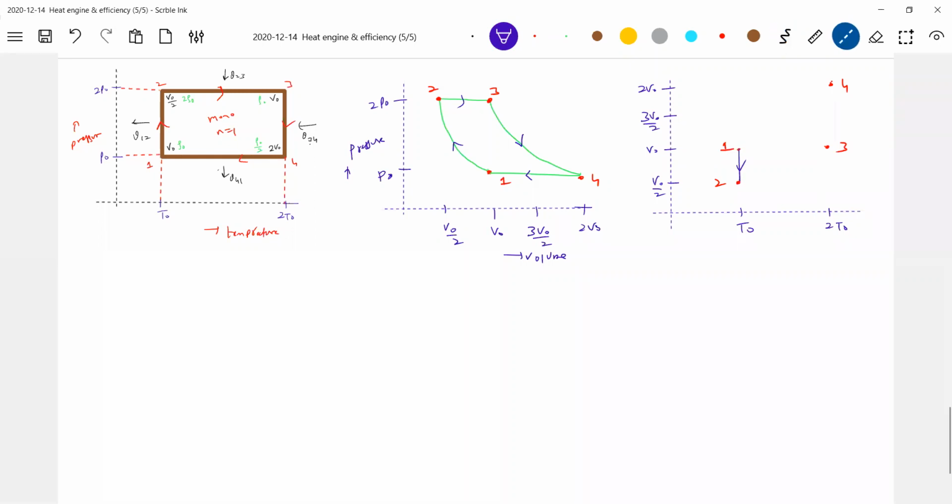2 to 3: how do you represent an isobaric process in the PT graph? A straight line passing through the origin. 3 to 4, isothermal. Again, a straight line passing through the origin. The curve should be such that a straight line passing through the origin comes.